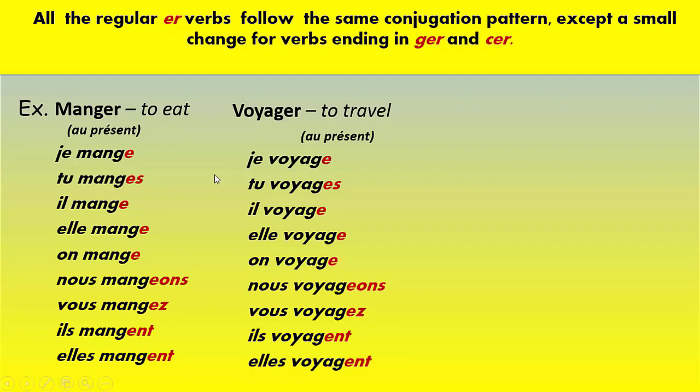So again, if you could notice the E for the first person plural, nous voyageons. Now let's see the last verb ending in CER. Lancer, to throw, au présent de l'indicatif.